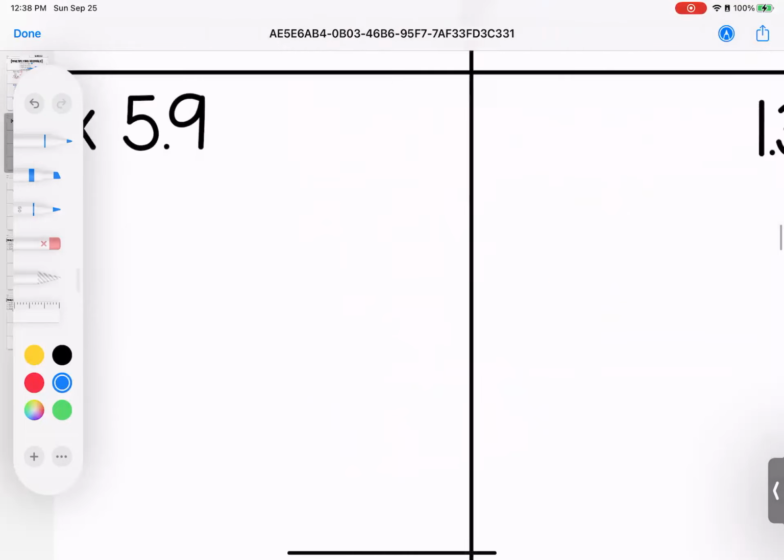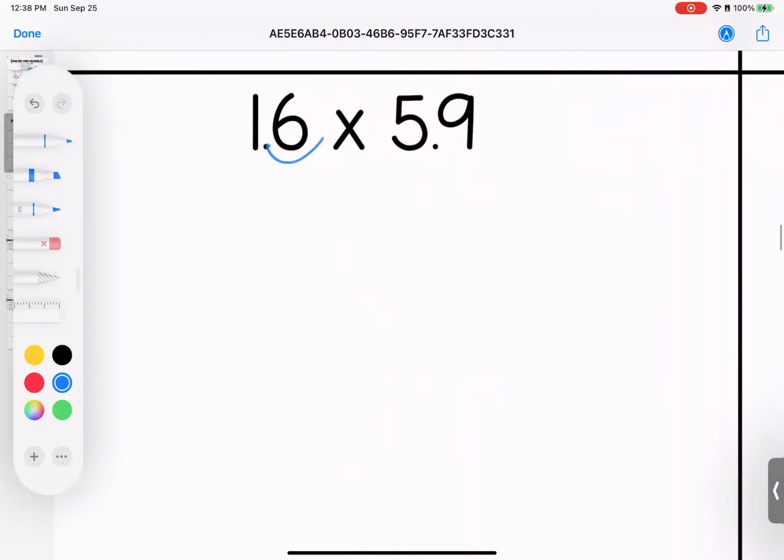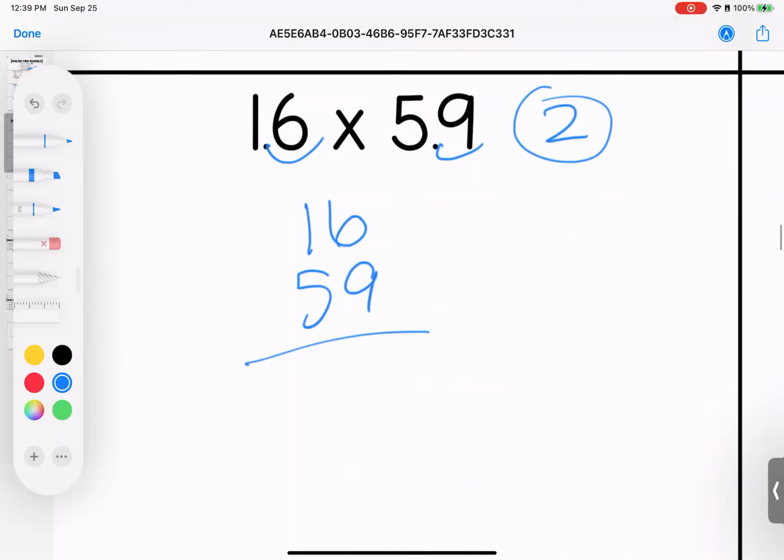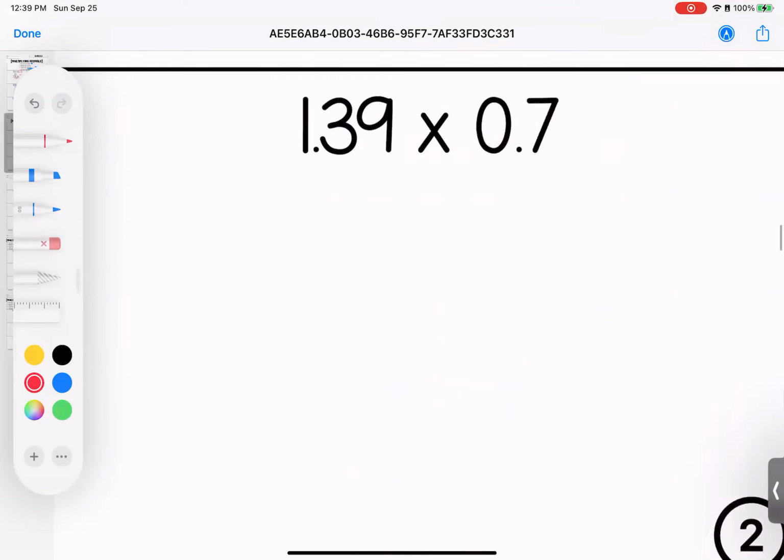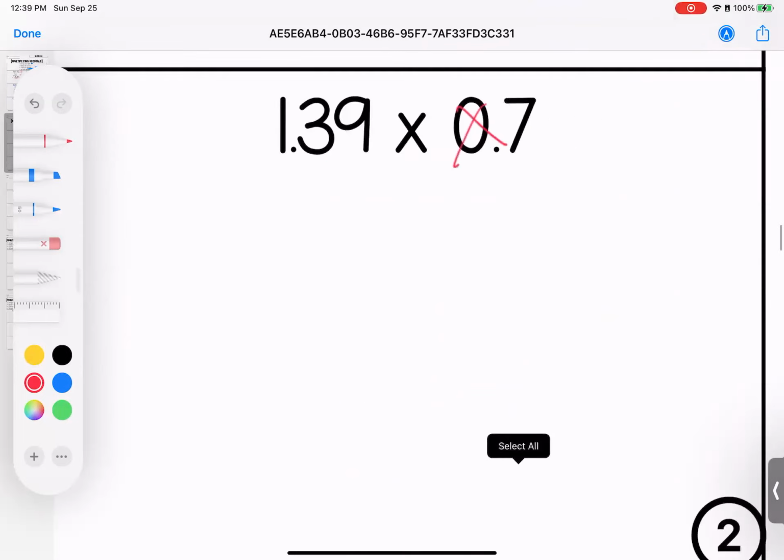All right, 2 more for this page. Coming down here, we have 1 and 2, multiplying 16 and 59, which gives us 944, bringing our 2 decimal spaces back in, 9 and 44 hundredths. Last one, get rid of that first 0, 1, 2, 3.